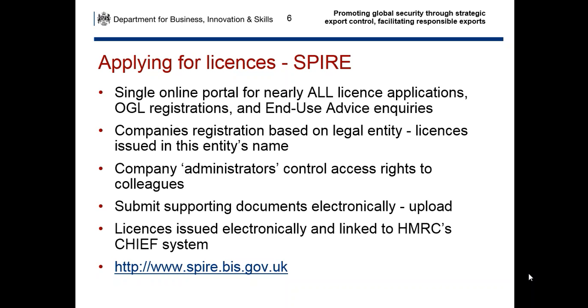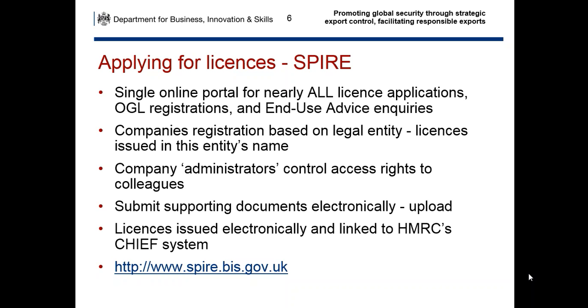One of the key benefits of SPIRE is the automatic link to Chief, which is the HMRC database for handling import and export freight via the automatic license verification process. So how can you get access to all these tools?